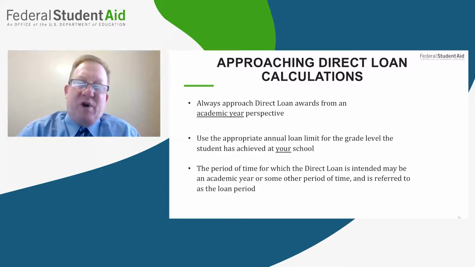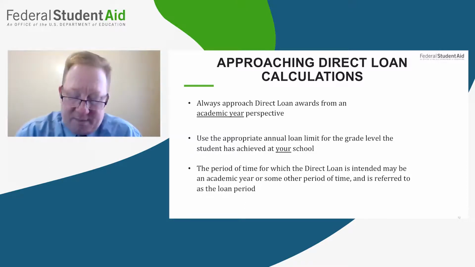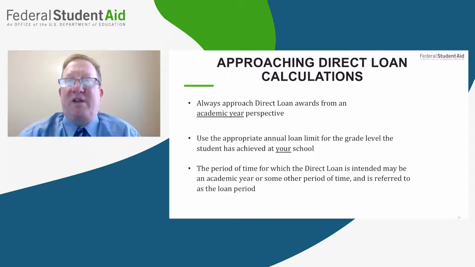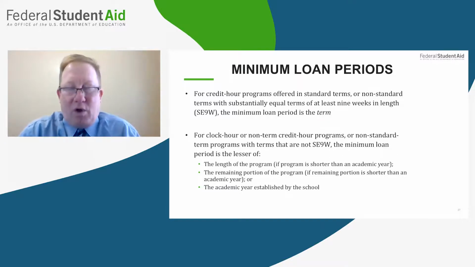And then we have to determine what the proper loan period is. The loan period is a period of time for which the direct loan funds are intended. That might be the academic year, or that might be some other period of time. Now, whenever you establish the loan period, you should be aware that there are rules regarding how short and how long the loan period can be.